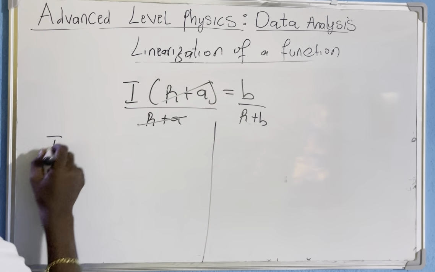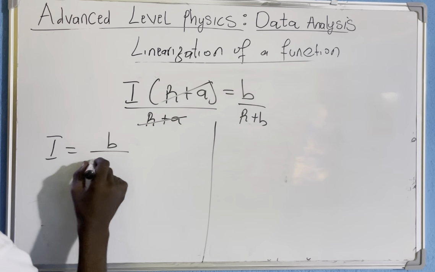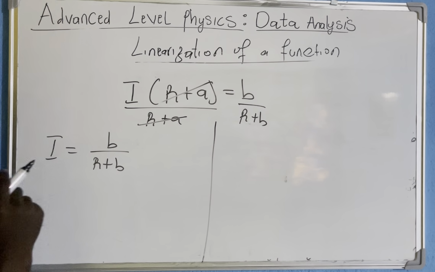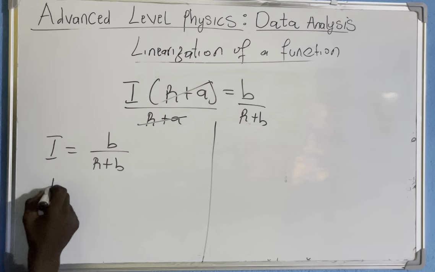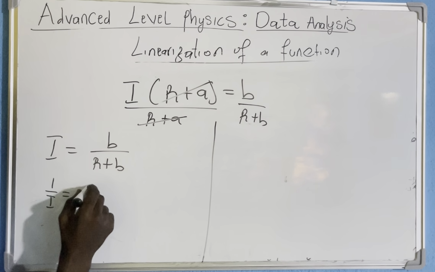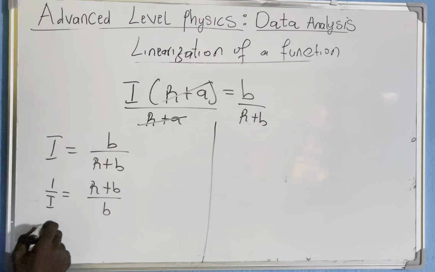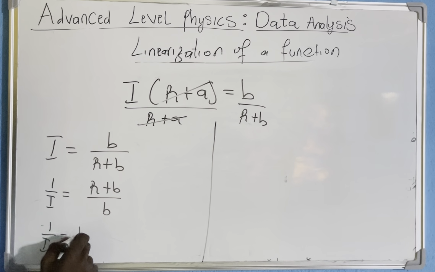When I divide, I'll have I equals B all over R plus B. At this level, I know that I cannot separate this fraction into 2. So what am I supposed to do? I do the reciprocal on both sides. I will have R plus B all over B. From here now, I can separate into 2. I will now have R all over B plus B all over B. Now, B all over B.